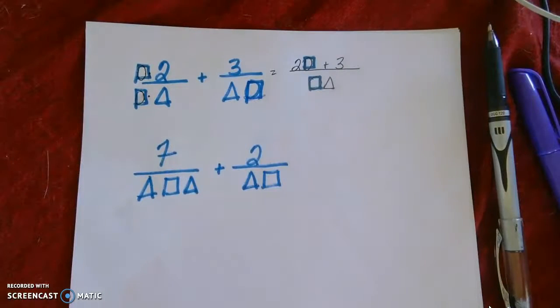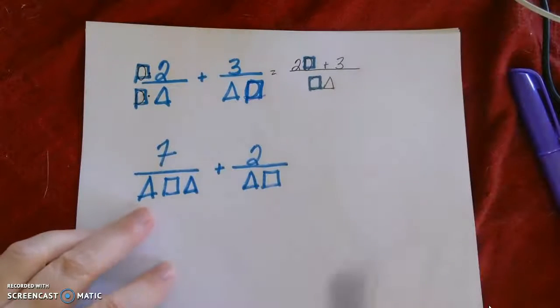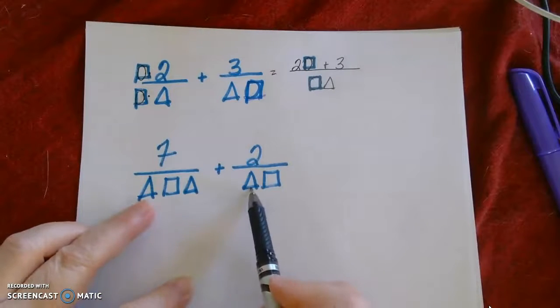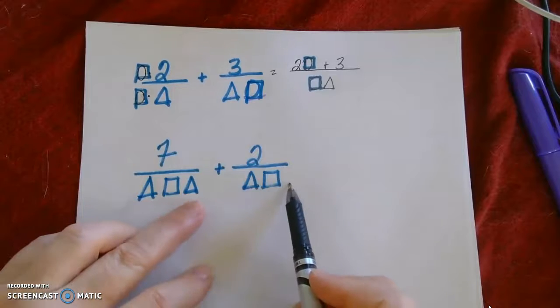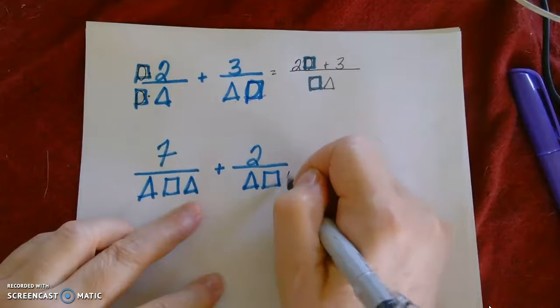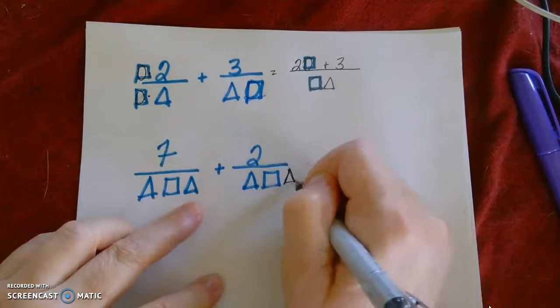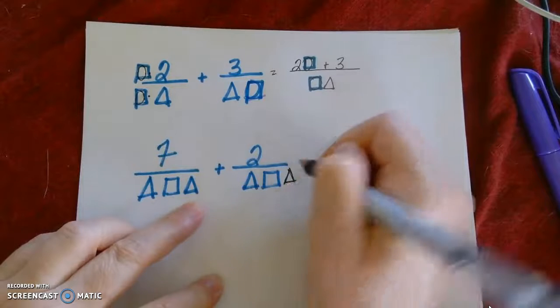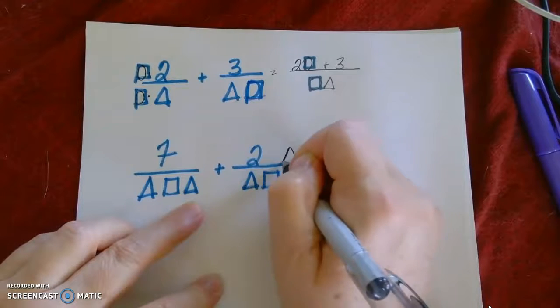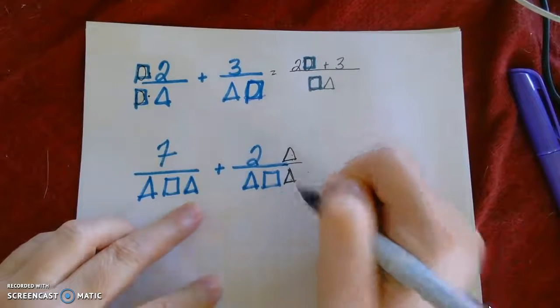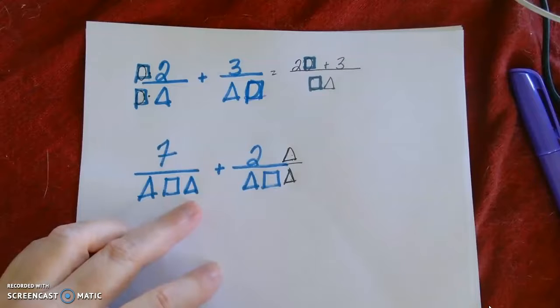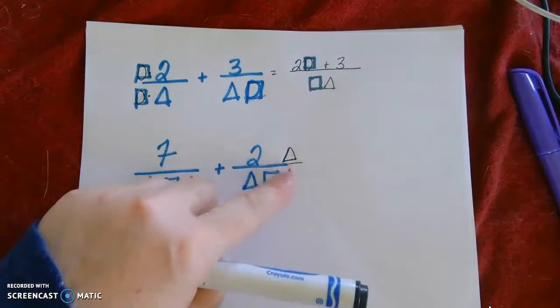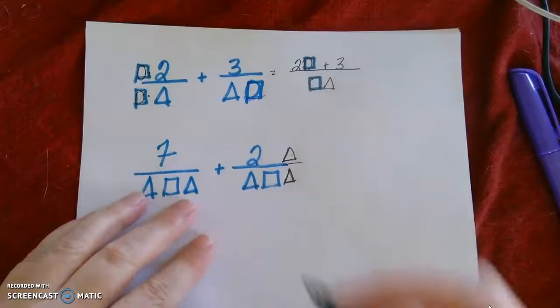Okay, so this time, what am I missing? Well, when I look, both of them have triangle, both of them have square. This second fraction is missing a triangle, but I can't just put it in the bottom. I've got to put it in the top and the bottom because triangle divided by triangle is 1, just like 5 divided by 5 is 1. And so I have to make it that 1.